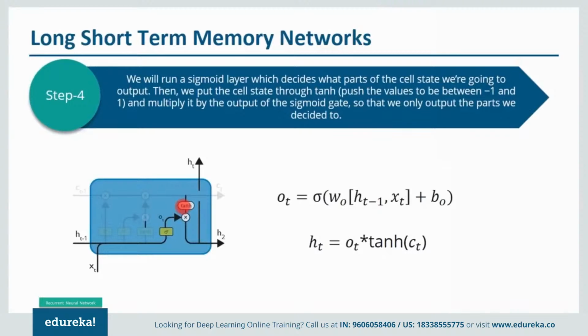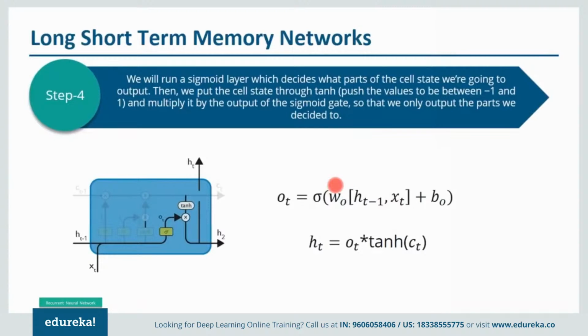And why do we do that? Just to push the values between -1 and 1. So after multiplying ot, that is this value, and tanh(ct), we'll get the output ht, which will be our new output, and that will only output the part that we decided to. Whatever we have decided in the previous steps, it will only output that value.